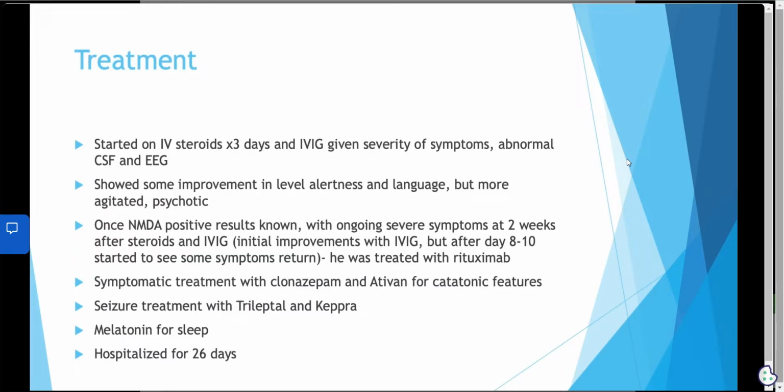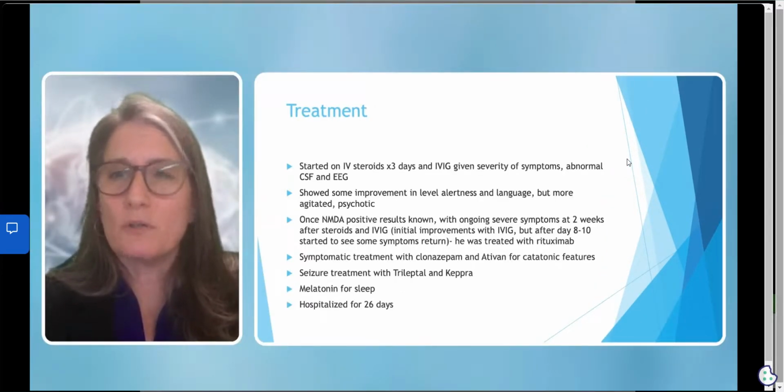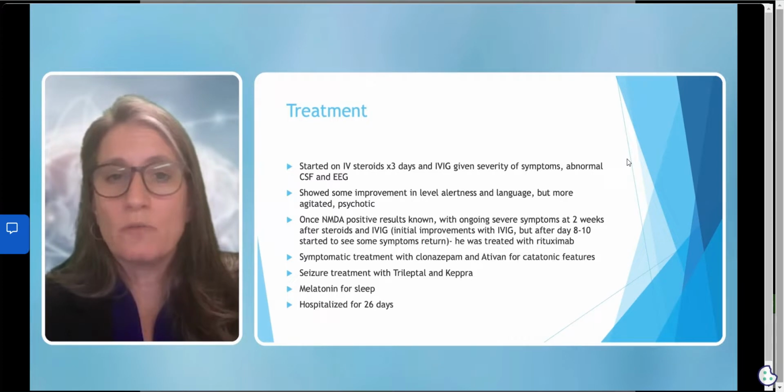He was treated initially with steroids for 3 days and IVIG, and showed some symptom improvement on IVIG, nowhere near his baseline, but he was starting to be more interactive. He was actually able to go to the playroom briefly, although a lot of agitation and abnormal behaviors persisted. He had increasing agitation and some psychotic-type symptoms, some hypersexual behavior, which can certainly be seen with autoimmune encephalitis. Once his NMDA results were known and he was not showing significant improvement in that 8 to 10 day period, with some decline after his initial improvement with IVIG, he was getting more agitated as we approached day 10. He was indeed treated with rituximab.